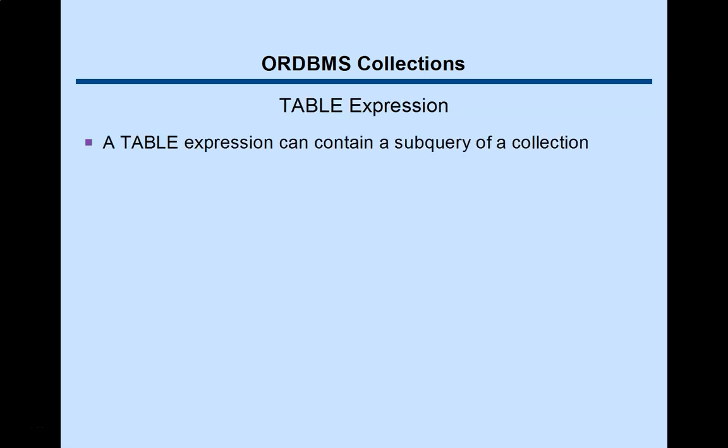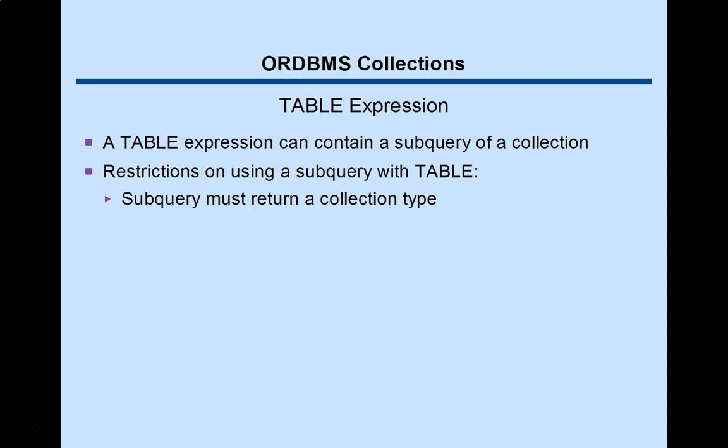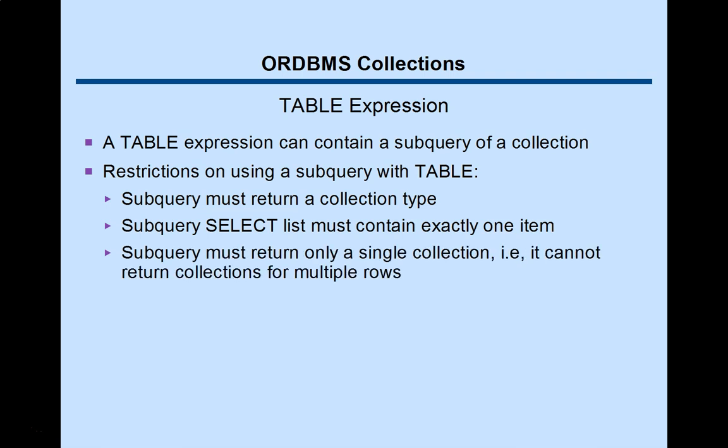A table expression can also contain a subquery that involves a collection. There are restrictions on using a subquery with a table expression. The subquery must return a collection type, because the object of this collection type becomes the argument to the table operator. The subquery select list must contain exactly one item, and the subquery must return only a single collection. That is, it cannot return collections for multiple rows.